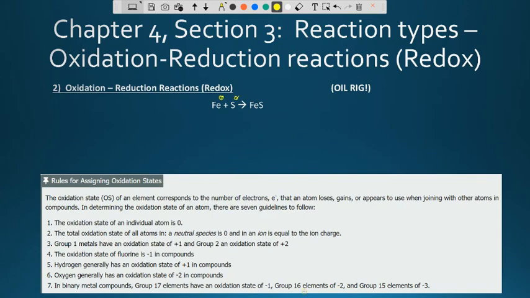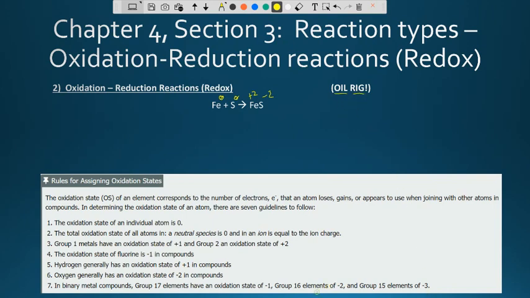Now, sulfur is in this group 16 element. So that means that my sulfur will take on a -2 charge. And remember what that means is it's going to be taking in 2 electrons. To do that, then, iron must be willing to give up 2 electrons to become an overall neutral charge for the compound. Now you'll see the phrase oil rig here.